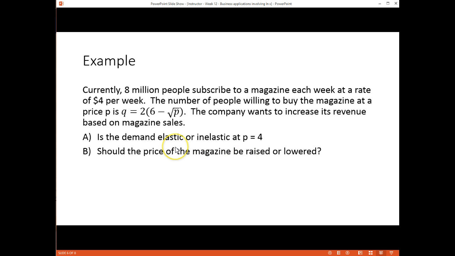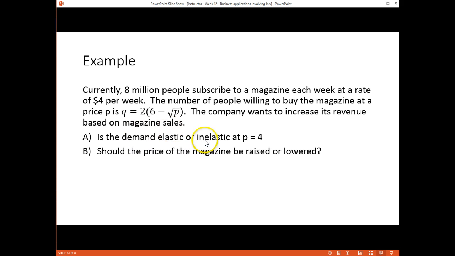Let's look at another problem, a little more complex. It says currently 8 million people subscribe to a magazine each week at a rate of $4 per week. The number of people willing to buy the magazine at a price P is Q equals 2 times (6 minus the square root of P). The company wants to increase its revenue based on magazine sales. Is the demand elastic or inelastic at P equals 4? And should the price of the magazine be raised or lowered?